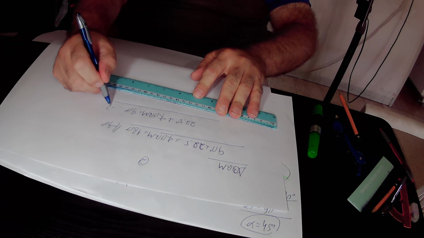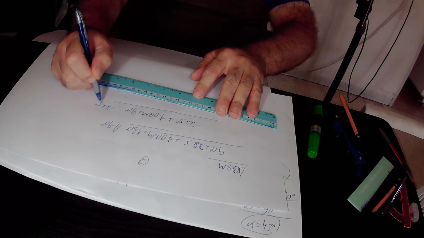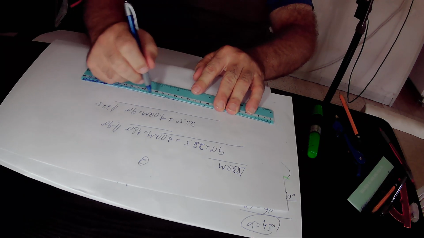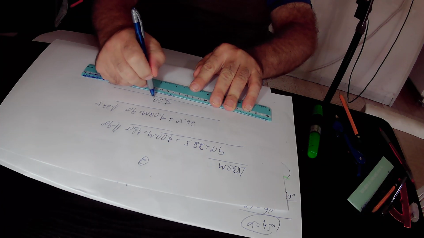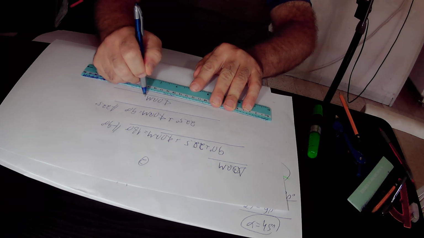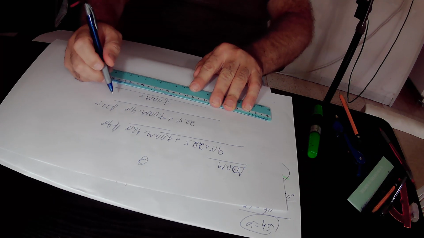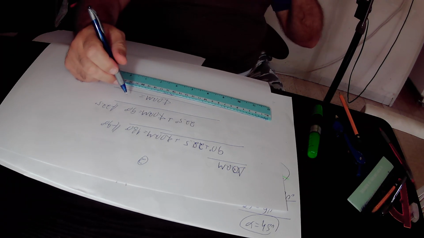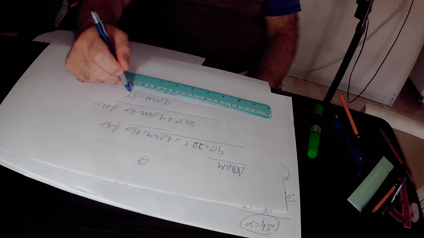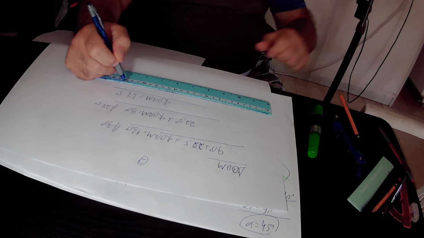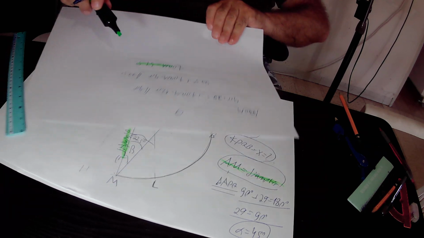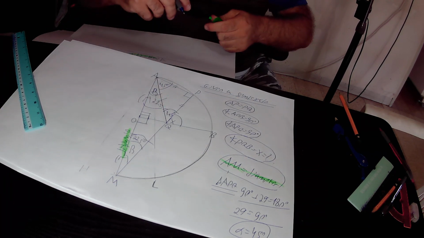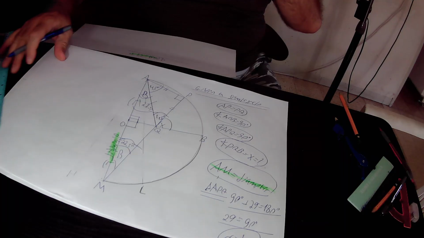Here we subtract 22.5 degrees from this equation and we get that angle OQM, the size of the missing angle OQM is equal to 90 degrees minus 22.5 degrees is 67.5 degrees. So we found out that the size of this missing angle OQM is equal to 67.5 degrees.